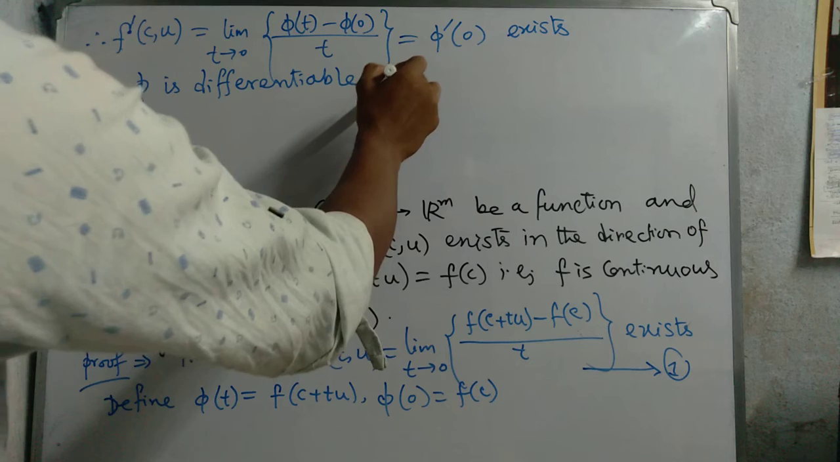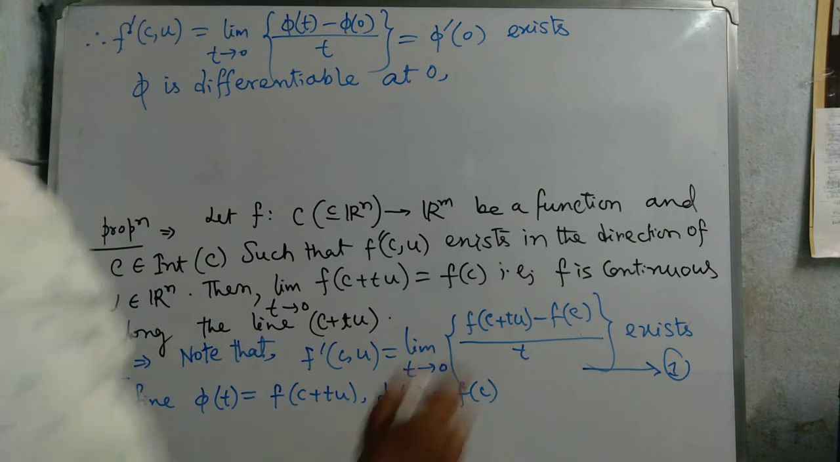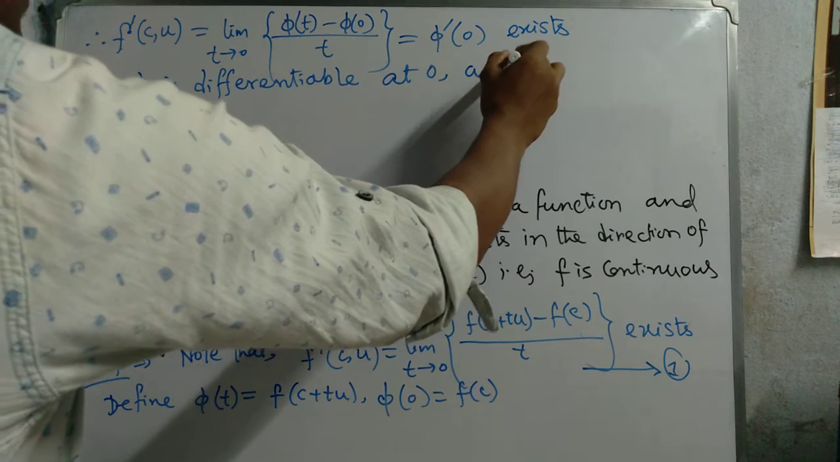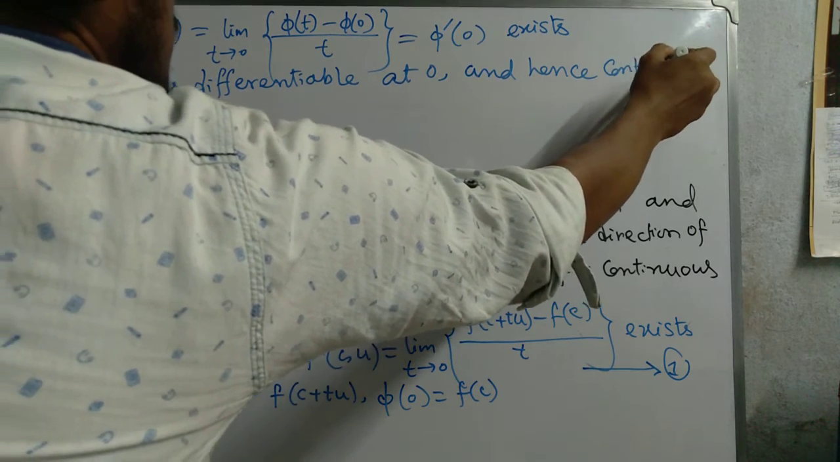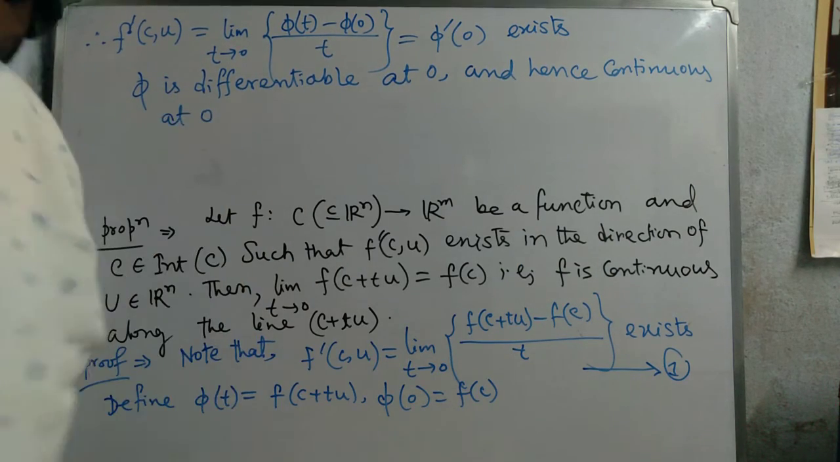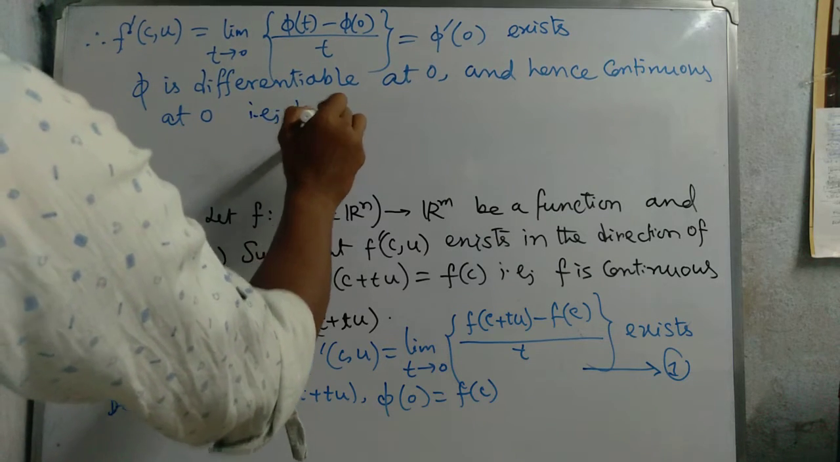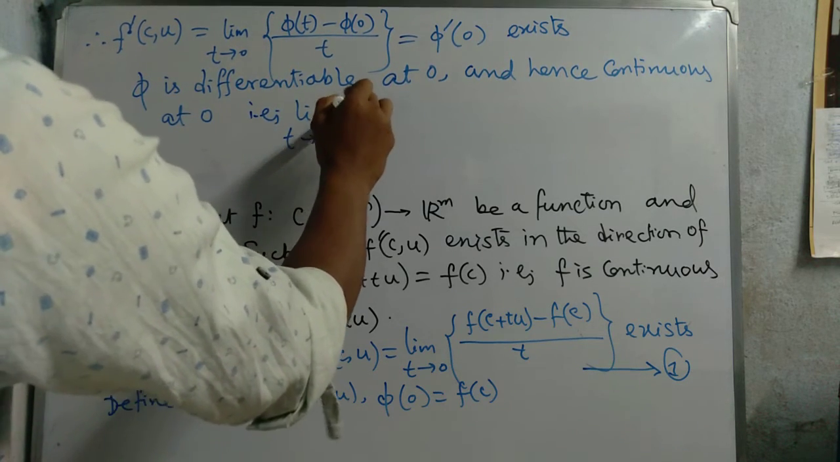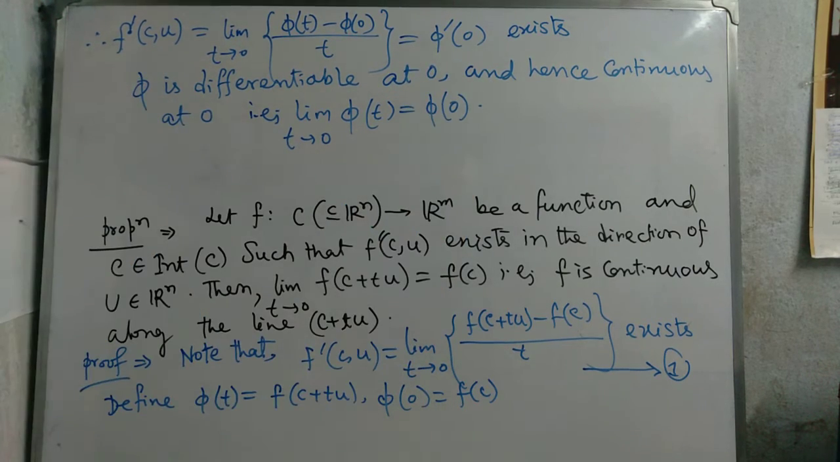Then phi is differentiable at 0 and hence continuous at 0. That is, limit t tending to 0 of phi(t) equal to phi(0). Okay.